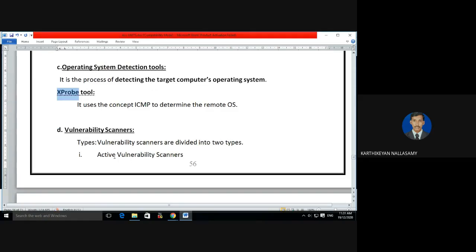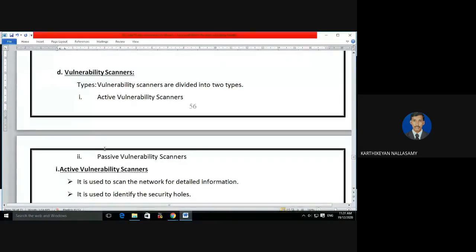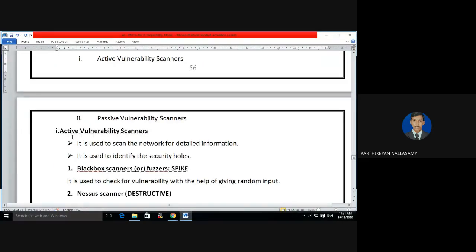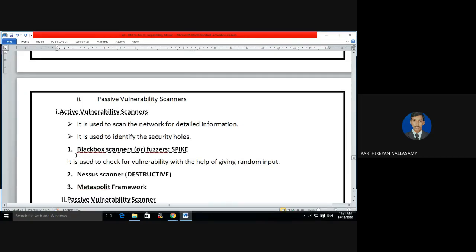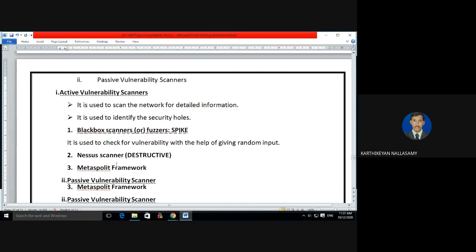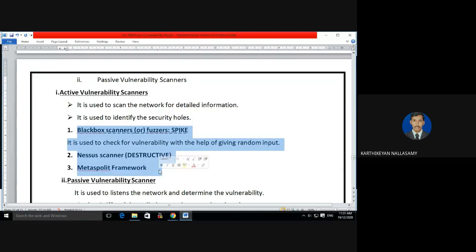And for vulnerability scanners, there are two types of scanners. One is called the active vulnerability scanner, another one is the passive vulnerability scanner. Active means that you are going to have a depth analysis of your activities. It is called black box scanners, for example Nessus or Spike. That means that without thinking about authorization, you go through the entire depth analysis of information. And there are also Nessus scanners and the Metasploit framework. These are some of the scanner tools normally used as vulnerability scanners.